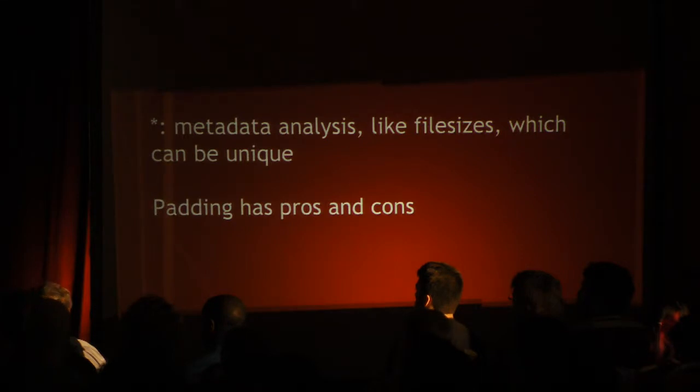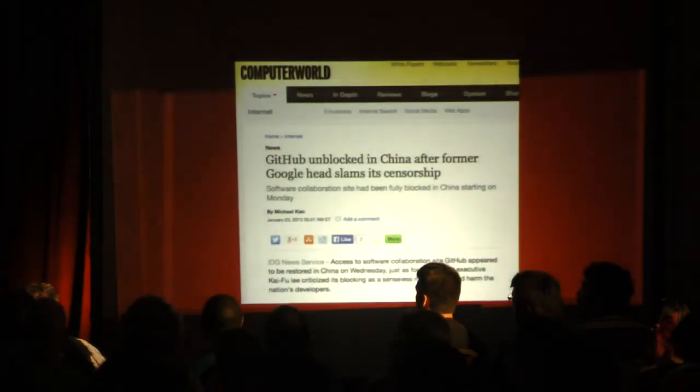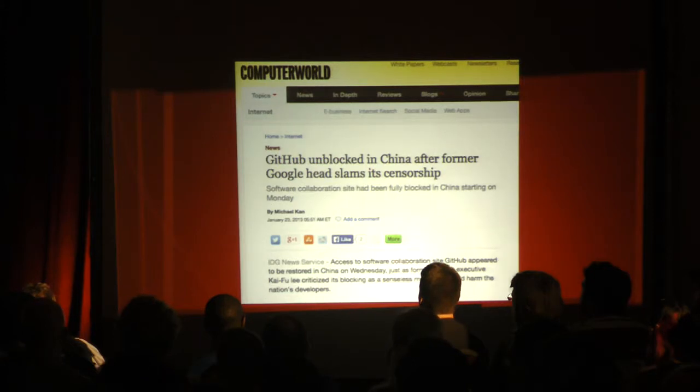There are ways of avoiding that. You can do padding, but that has pros and cons. The important part here is that HTTPS makes that kind of attack much more sophisticated and expensive. And so, even if it's not perfect, it does a good job of protecting privacy. But the censorship angle here is that it forces somebody who wants to block certain keywords to make the decision to block an entire site or not.